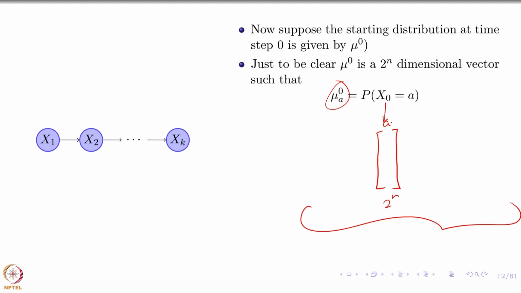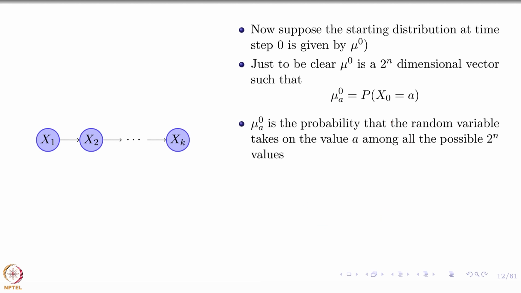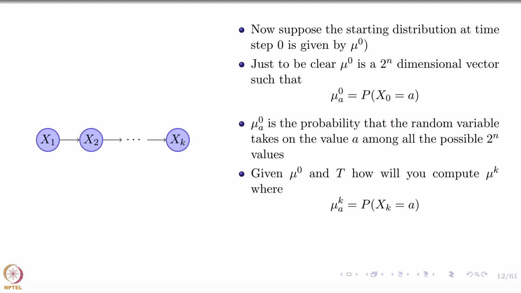Let's be very clear about the dimensions of things here so that there is no confusion. The dimension of T was L cross L. The dimension of mu is L. Now given mu 0 and transition matrix T, how will you compute mu k? Where mu k is defined as follows: the a-th entry of mu k tells me the probability that the xk random variable will take on the value a. Do you get the question? What is this mu k denoting?